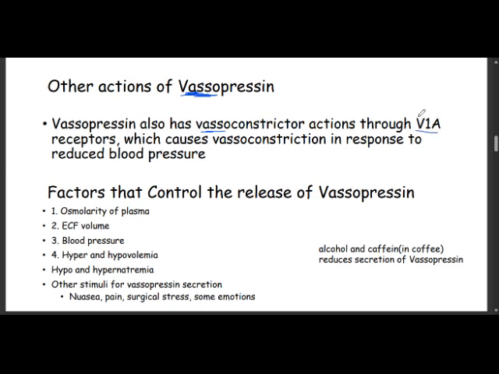V2 receptors, remember, are the ones that are on the principal cells of the collecting duct that will cause insertion of aquaporins into the luminal membrane of the principal cells to cause reabsorption of water from the collecting ducts. But the V1A receptors cause vasoconstriction of the blood vessels in response to reduced blood pressure.